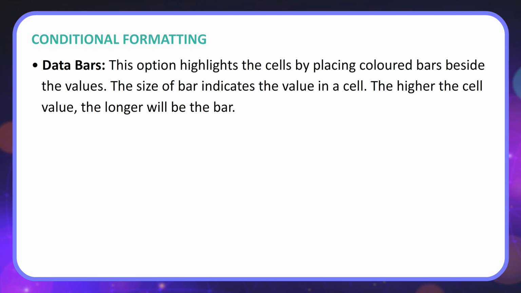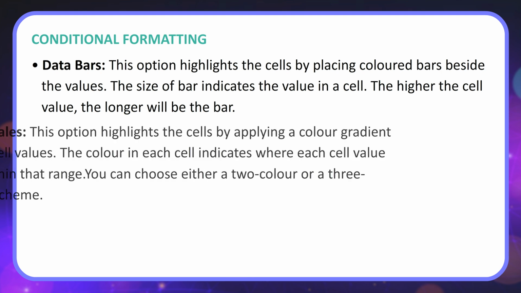Data bars. This option highlights the cells by placing colored bars beside the values. The size of the bar indicates the value in a cell. The higher the cell value, the longer will be the bar.